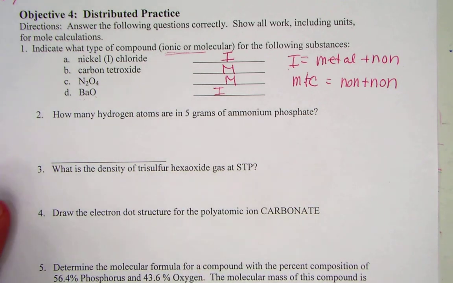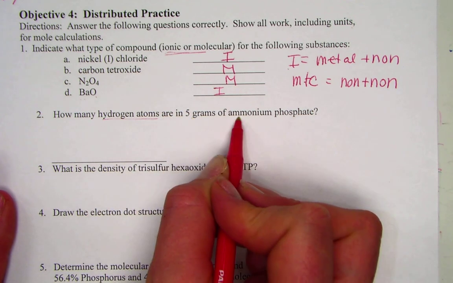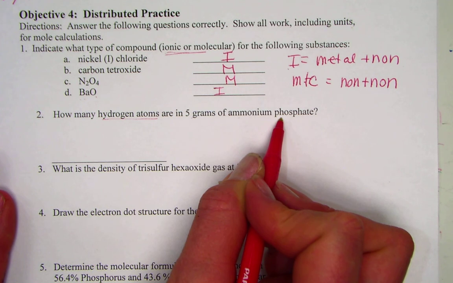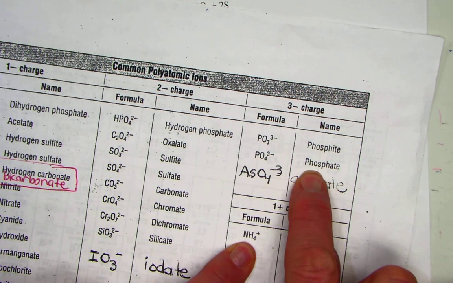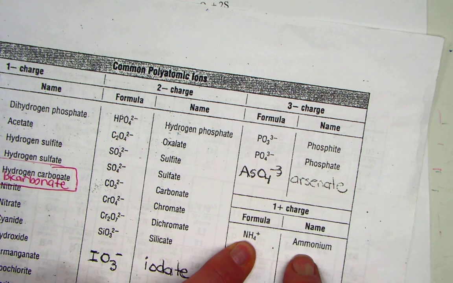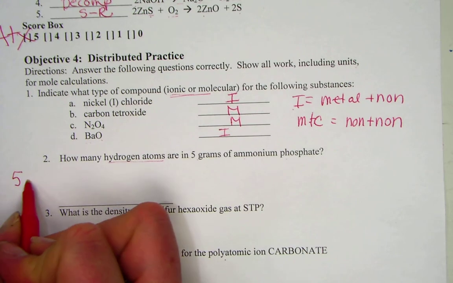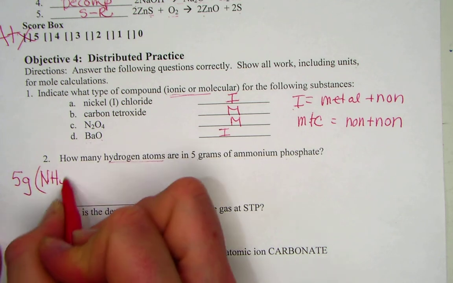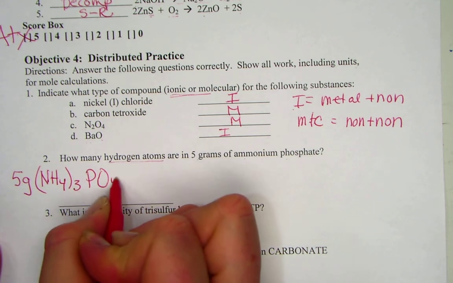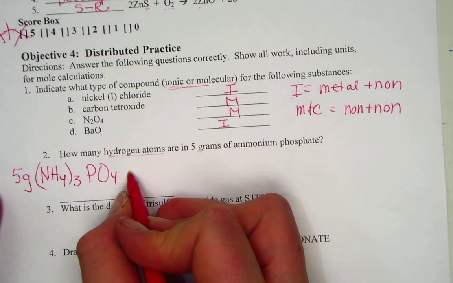We'll need a calculator. How many hydrogen atoms in 5 grams of ammonium phosphate? Ammonium, a polyatomic ion, NH4+, phosphate, PO4 minus 3. Ammonium phosphate is built of 2 polyatomic ions. So I'll start by writing my number, my label, 5 grams of ammonium phosphate. NH4 taken 3 times, PO4, based on charge.